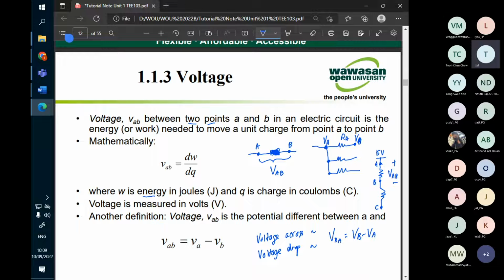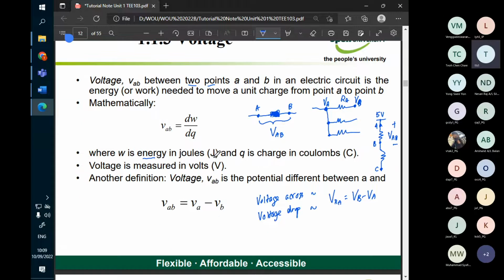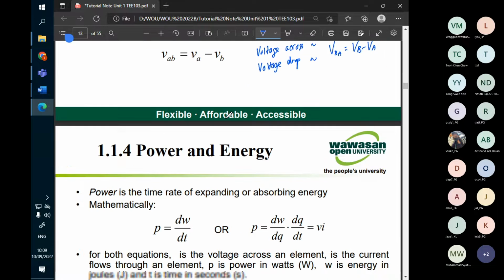Okay, so these will require you some time to fully understand the theory behind this equation. Why is it defined as a change of the work energy over the change of the charge? Probably later on you can search online to find more information to explain this.